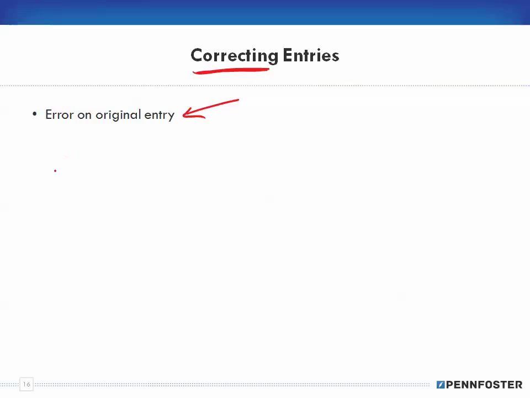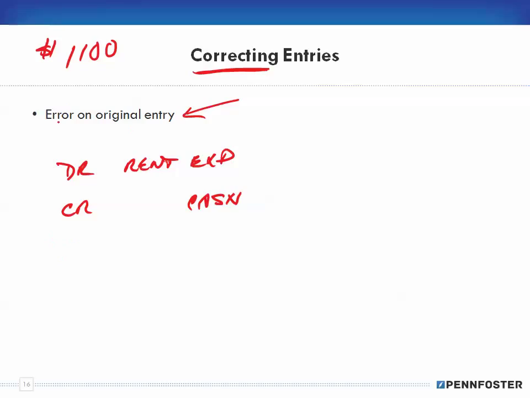So let's just say, as an example, there was a debit to rent expense and a credit to cash. And let's say our rent for the month is $1,100, okay? But the entry was made as 1,010. For whatever reason, the numbers were transposed. Well, that entry is not correct. I mean, sure, technically my debits equal credits, and debits have to equal credits.